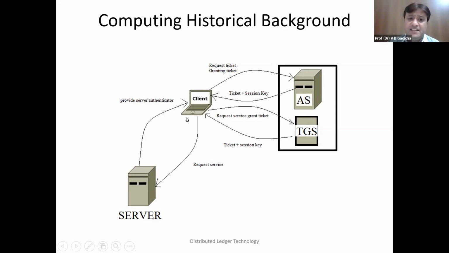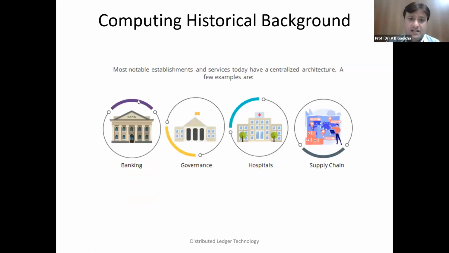But still the problem is this client talking to this server, and this server is the main point of discussion. If this collapses or this collapses, your whole transaction system collapses, your entire information collapses. Now, how to get rid of this? Again, there are some drawbacks of the existing system, like every bank has a server, every government has a server.